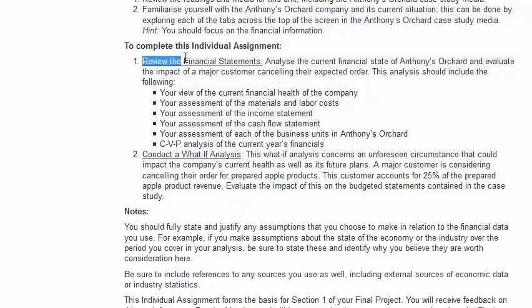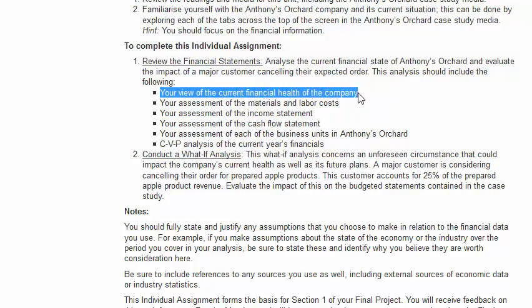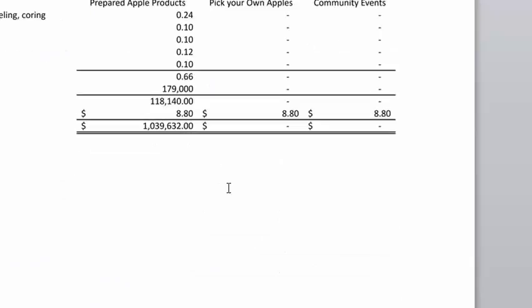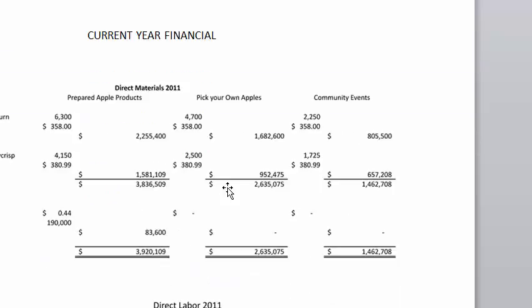Number 1, you have to review the financial statements. Number 2, you have to conduct a what-if analysis. When you review the financial statements, at first you have to provide your view of the current financial health of the company. So how can you provide your view? You have to go to the current year financials, look at the information, and relate it with the previous year financials. If you see that certain financial items have improved this year compared to the previous year, then you can say that it is better.